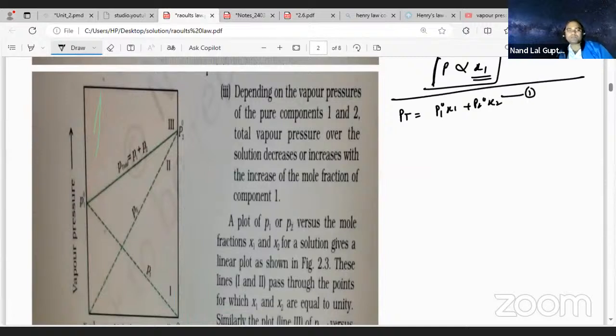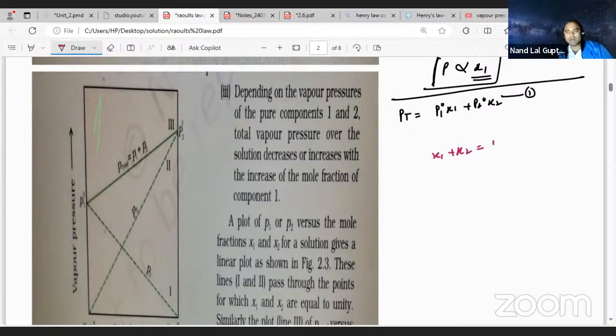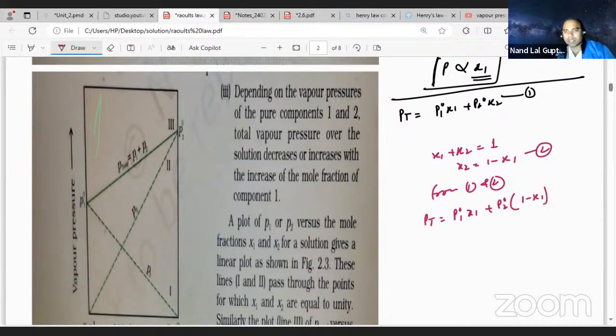Now x1 plus x2 is equal to 1, so x2 is equal to 1 minus x1. This is equation 2. So from 1 and 2, Pt is equal to P1 naught x1 plus P2 naught times (1 minus x1). Here you see, P1 naught x1 plus P2 naught minus P2 naught x1.